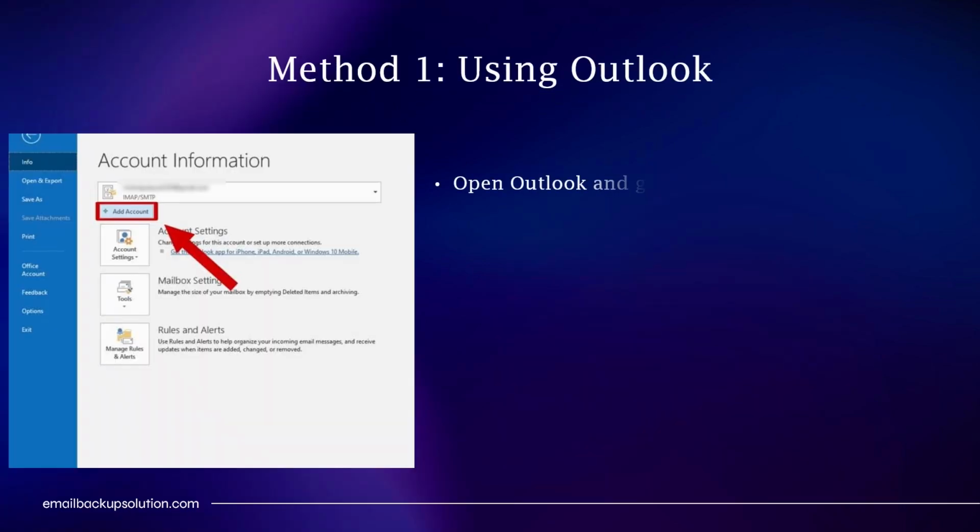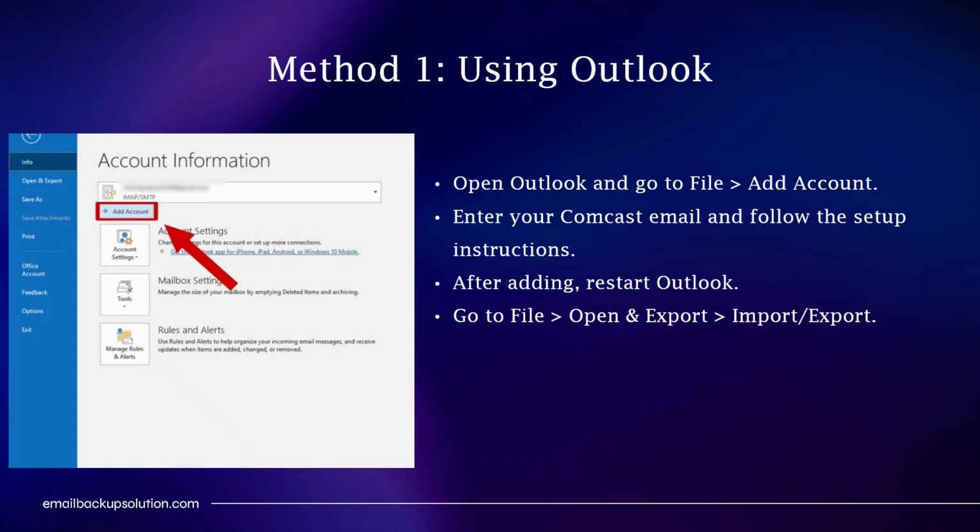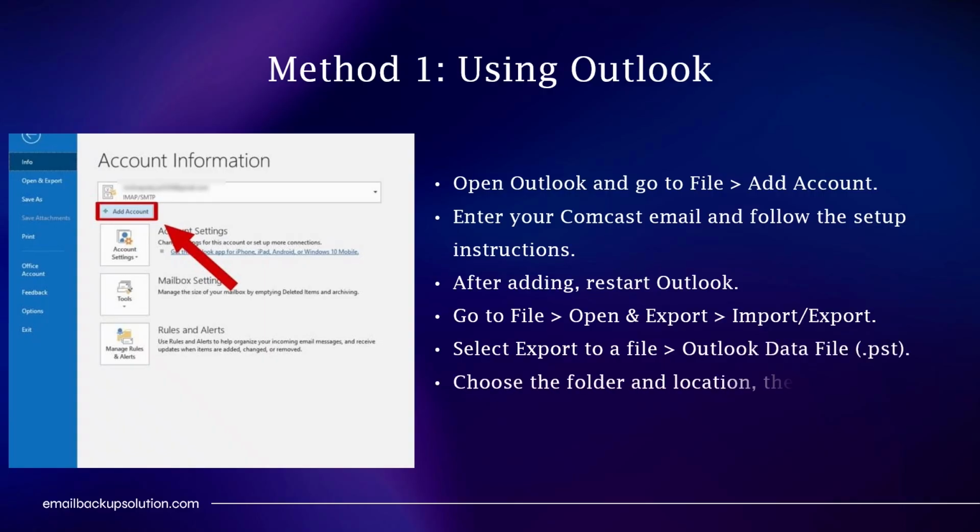Open Outlook and go to File, Add Account. Enter your Roadrunner email and follow the setup instructions. After adding, restart Outlook. Go to File, Open and Export, Import and Export. Select Export to a file, Outlook data file. Choose the folder and location, then click Finish.